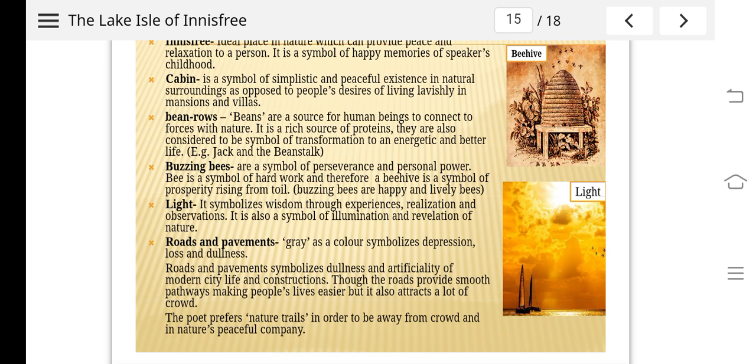Road and pavements: gray as a color symbolizes depression, loss, and dullness. Road and pavement symbolize the dullness and artificiality of modern city life and constructions. Though the roads provide smooth pathways, making people's life easier, they also attract a lot of crowd. The poet refers to nature trails in order to be away from the crowd and in nature's peaceful company.